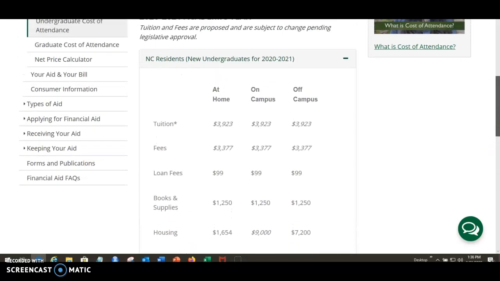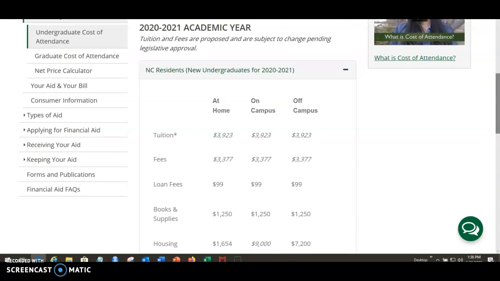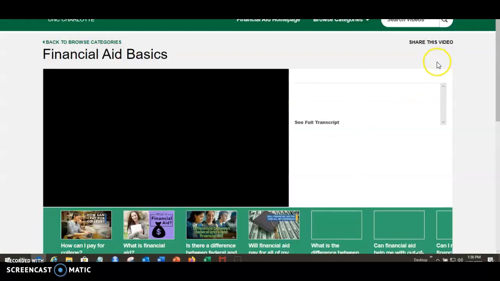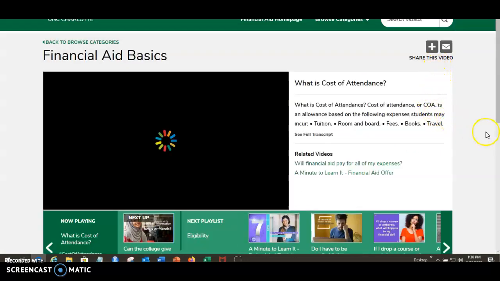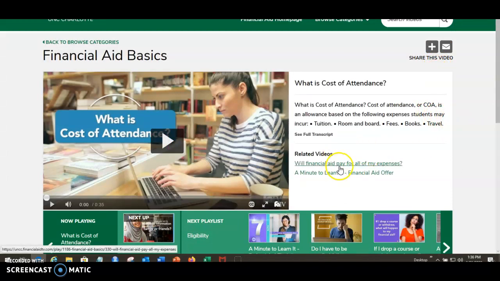Now, the question for you to ask the financial aid office at the four-year school you're going to is, do you offer a financial aid package? Do you package to cost of attendance? Now over here, this explains it really well. It goes out and talks about it a little bit. Will financial aid pay for all my expenses and so forth? But you need to ask that school. There are some schools that still perhaps do not package to cost of attendance.